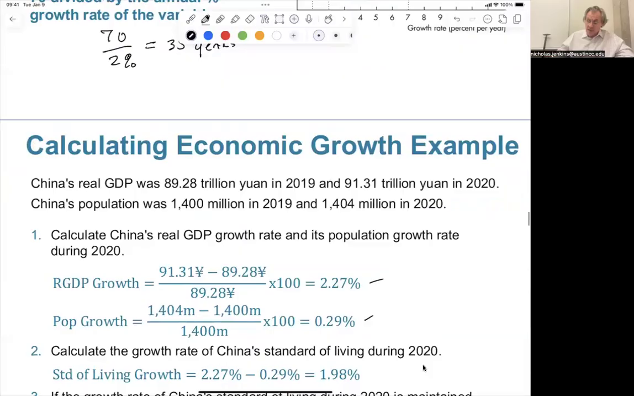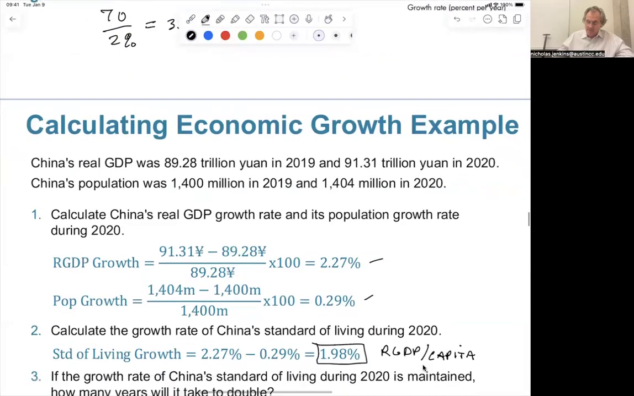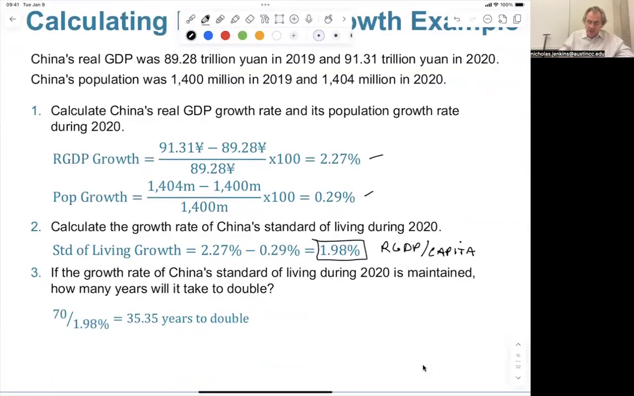Now, if we use the subtraction method and we subtract the 0.29 from the 2.27, we get a growth rate in real GDP per capita of 1.98%. And if we take that 1.98% and divide it into 70, that means that the economy will double in 35.35 years, assuming that the growth rate stays the same. Okay, very simple.